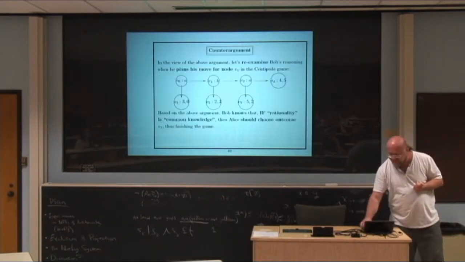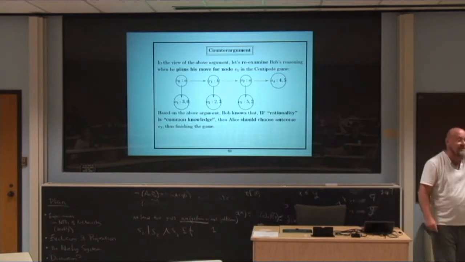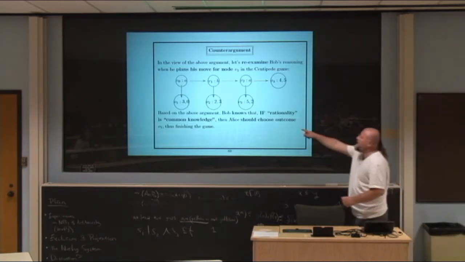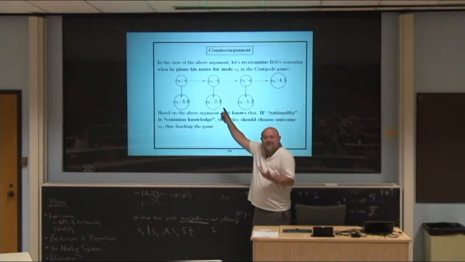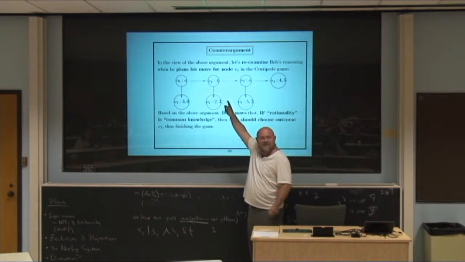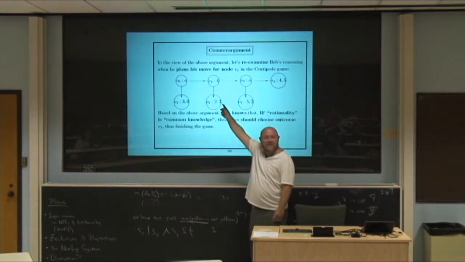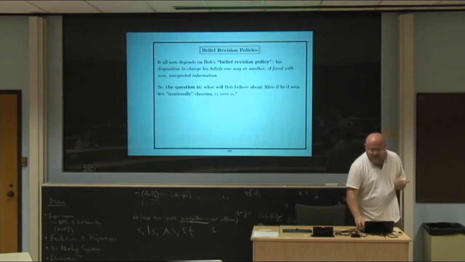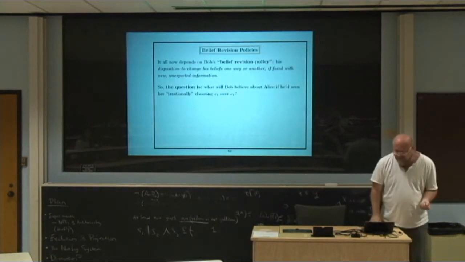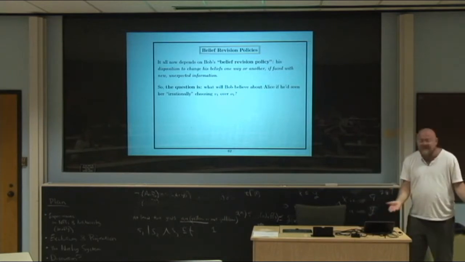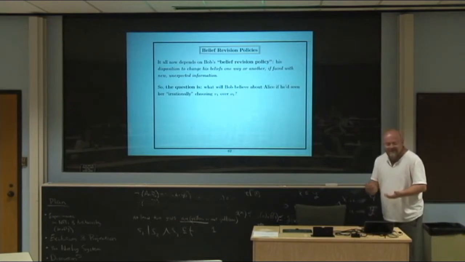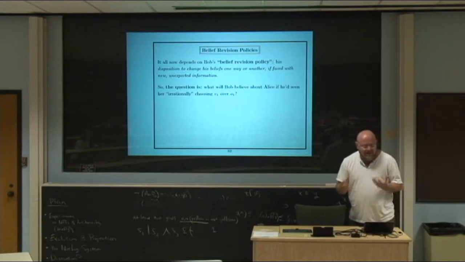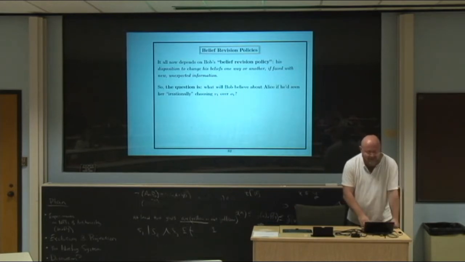In this case, Bob believed that they have common knowledge of rationality. Hence, he believed that Alice should go down. But what will he believe if she disproves this, if she surprises him by going across? What will be his next belief? And that is the question. This is a belief revision question, and it depends, of course, on Bob's belief revision policy. What is his disposition to change his beliefs? How exactly does he do it when he encounters unexpected information?